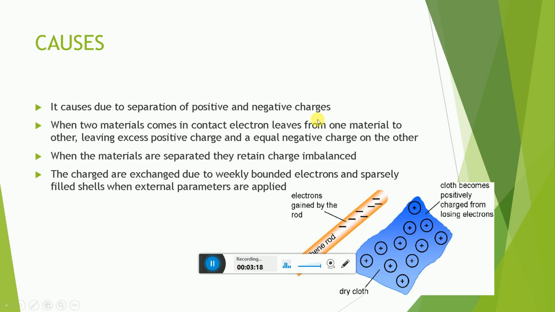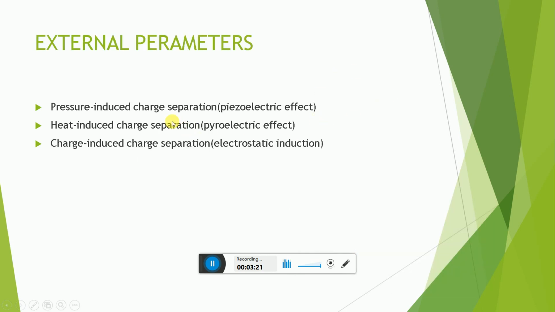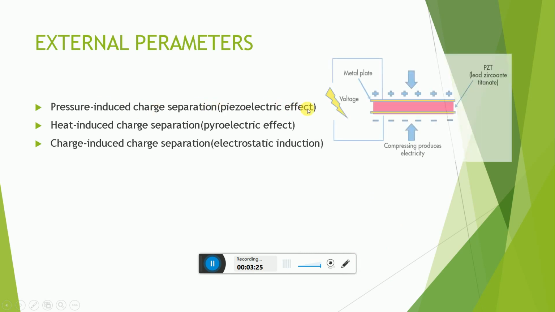So what are these external parameters? I'll give you three examples. First, pressure induced charge separation, that is the piezoelectric effect. When you give pressure or stress on a material, the charge will be separated as positive and negative. Like in your kitchen, you use a lighter to light the stove. If you give pressure on the top of that lighter, there will be a spark at the bottom of the lighter. This is due to the piezoelectric effect.